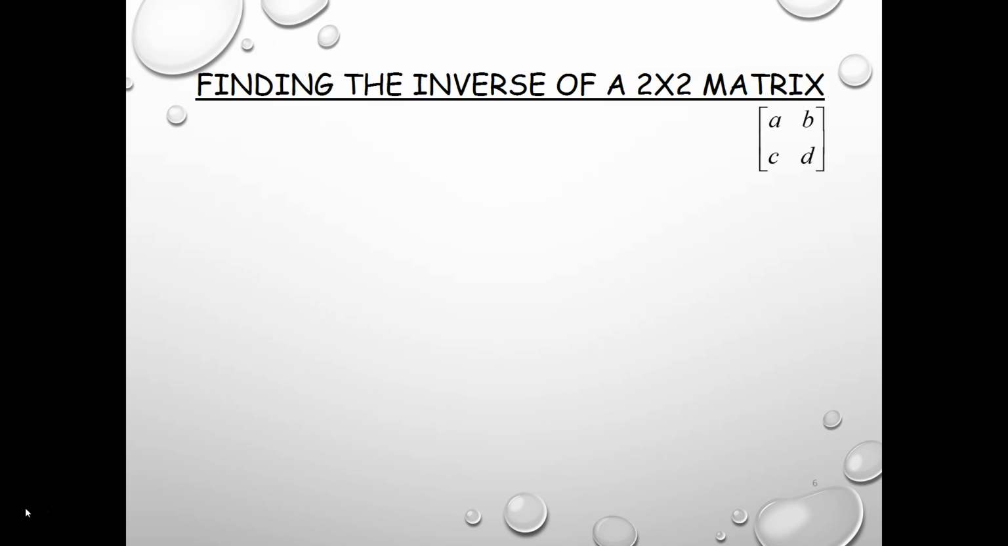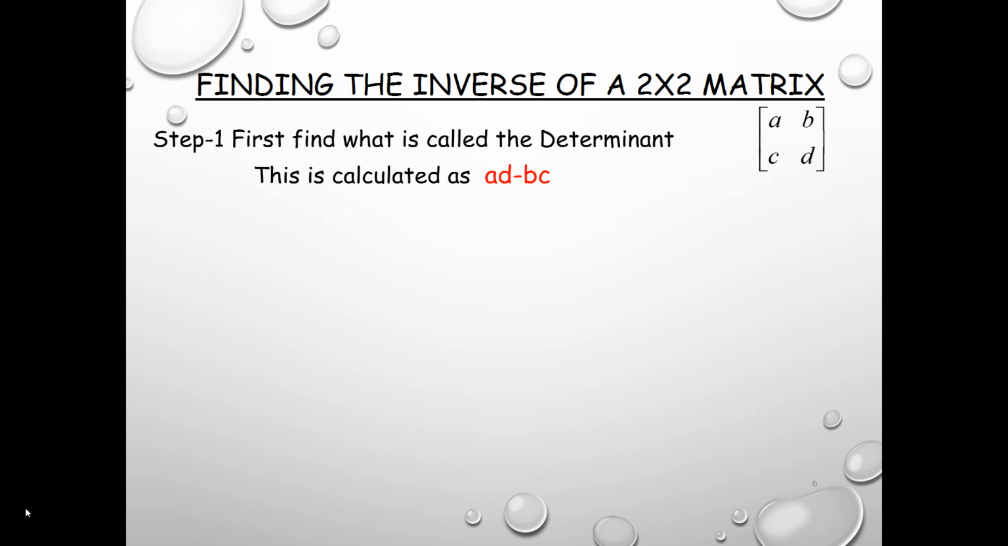So let's look at the process of actually finding the inverse of a 2 by 2 matrix. The first step, we're going to find what's called the determinant. The determinant is found by multiplying across, a times d and b times c, and subtracting those products. So it's the difference of the cross products, is how you can look at it. Again, a times d minus b times c. And that is what we call the determinant. And we're going to hold on to that number for a minute.